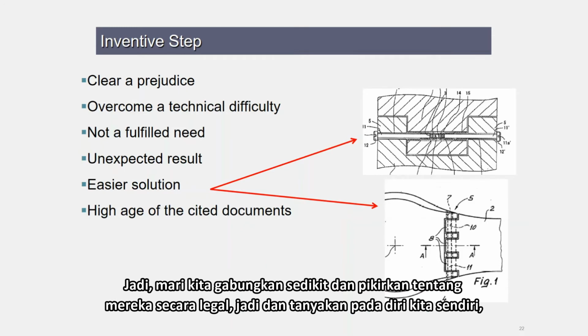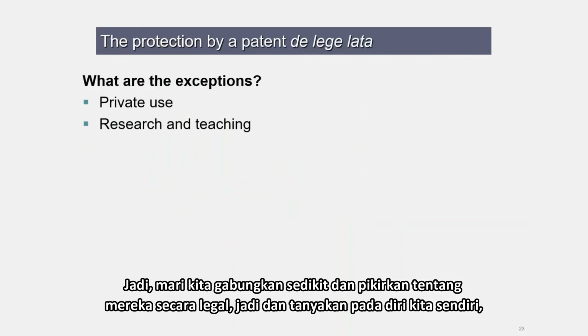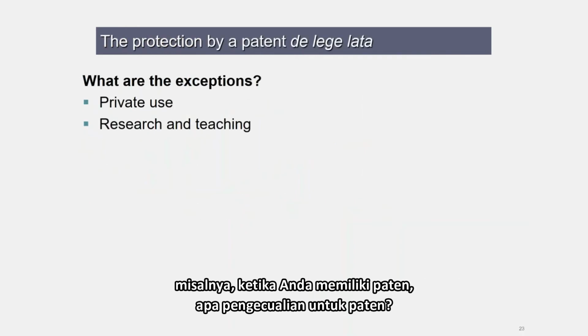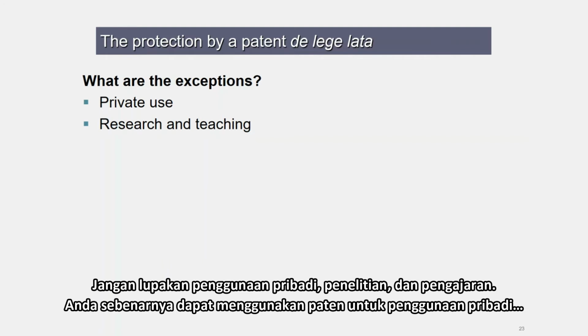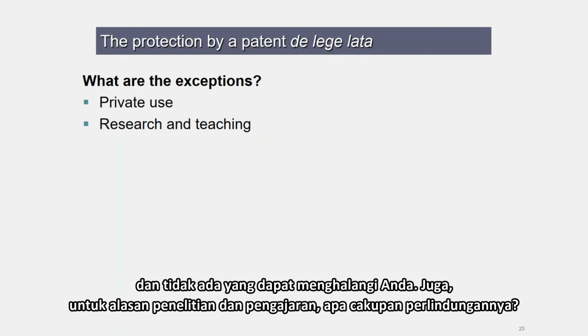So let's put them a bit together and think about them in a legal way. And ask ourselves, for example, when you have a patent, what are the exceptions to the patent? Don't forget private use and research and teaching. So you can use a patent for private use and nobody can hinder you. Also for the reasons of research and teaching.